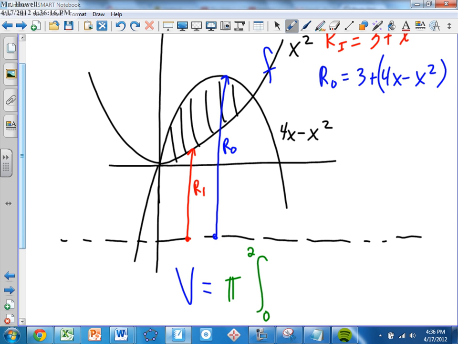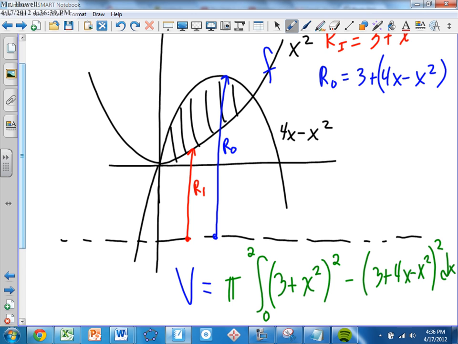After that, what goes on next? Outer squared minus inner squared, dx. Very good. Outer squared minus inner squared dx. Now, I would drop the parentheses here.